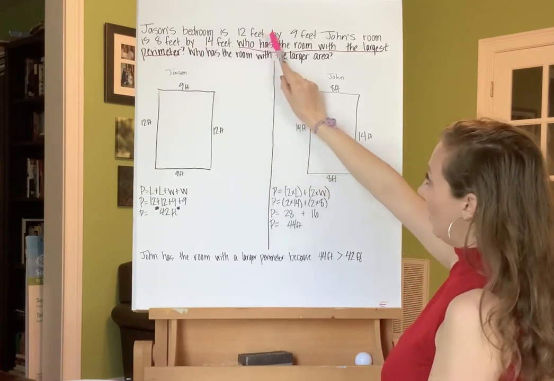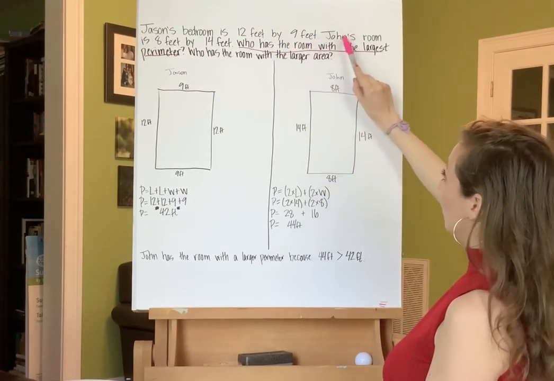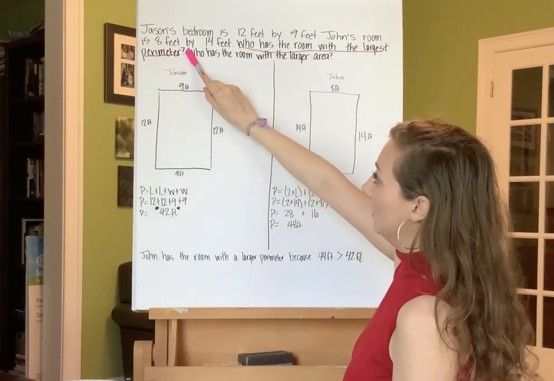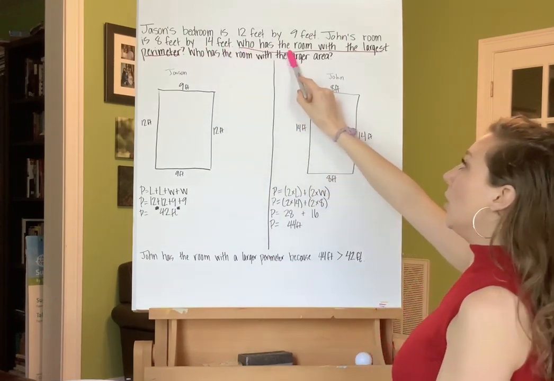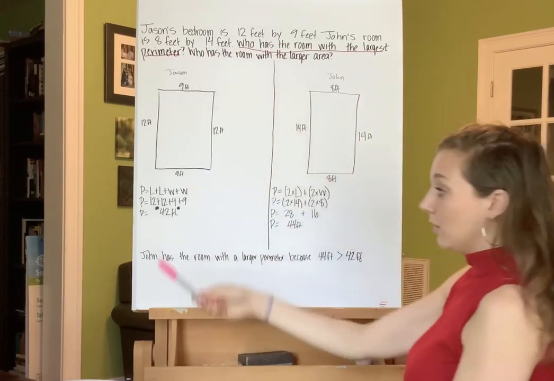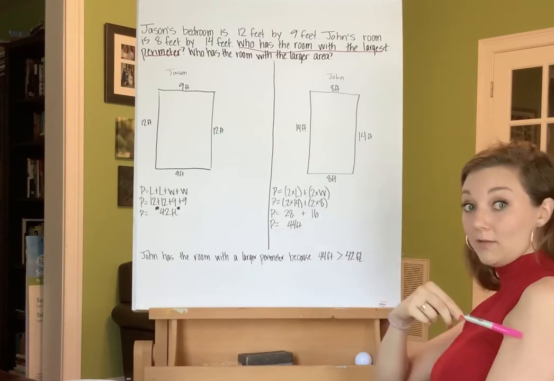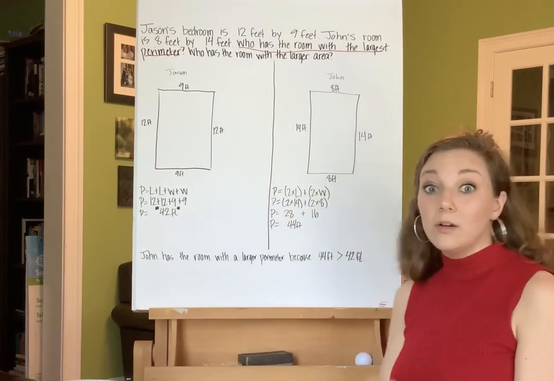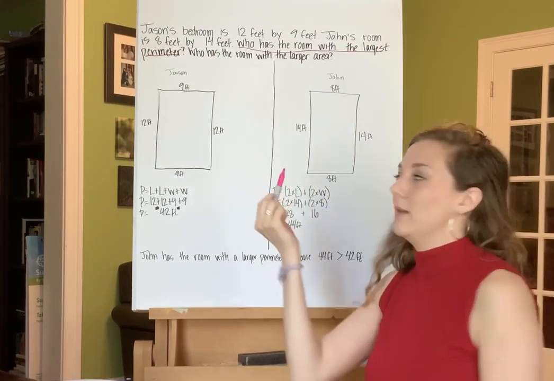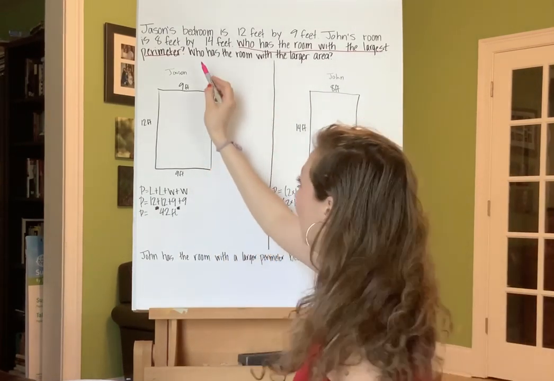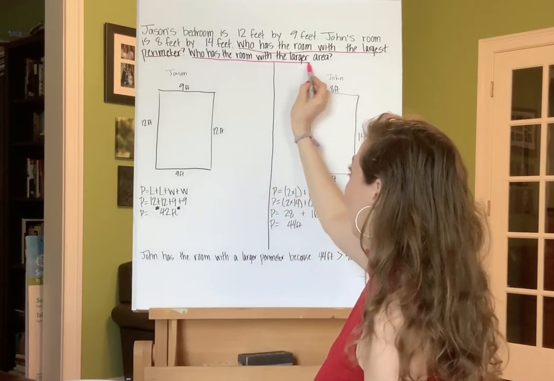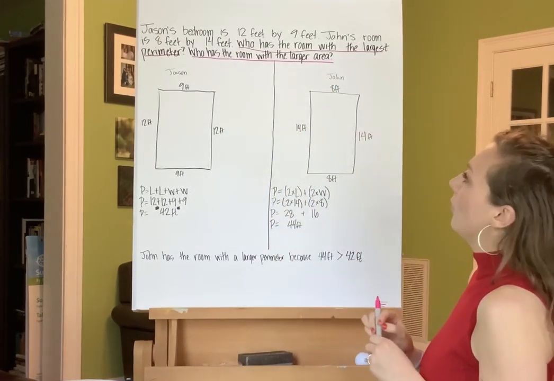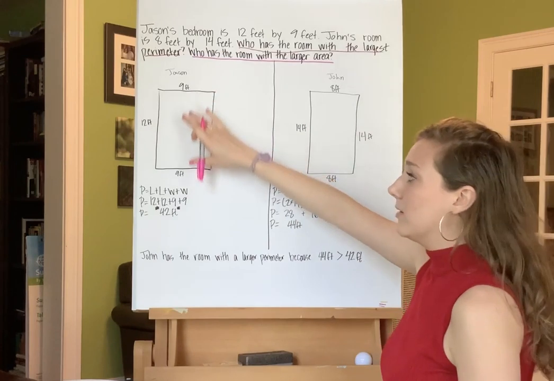Jason's bedroom is 12 feet by 9 feet. John's room is 8 feet by 14 feet. Who has the room with the largest perimeter? We already answered that one in another video. Who has the room with the larger area? So we definitely want to make sure we underline this question because it's a different question. Perimeter and area are not the same thing. So we've already labeled it, and we would do the same thing.